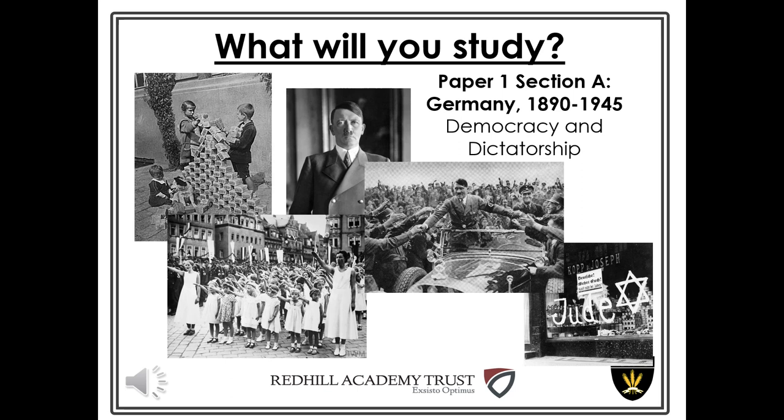The first topic that you will study will be Germany, 1890 to 1945. This will take you through the German Empire and the Kaiser who took Germany into World War I. You'll look at how Germany tried to recover after the First World War and how it led to a rise in dictator Adolf Hitler and the Nazi Party. You'll look at how Hitler took power and what life was like in Nazi Germany by studying different groups like women, children and workers.